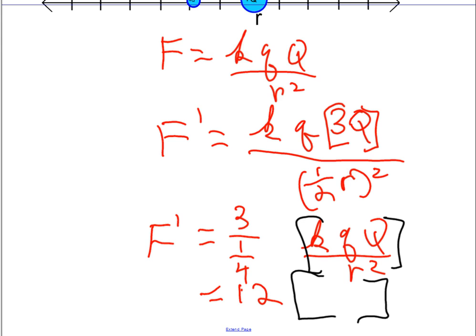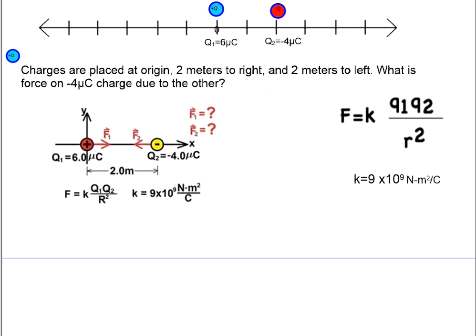Let's take a look at another example. In this particular example, we have just basically 2 charges. They have opposite charges. One is 6 microcoulombs, the other one is 4 microcoulombs. Calculate the force. We didn't actually do the calculation before, but now we can do the calculation using this formula down here.